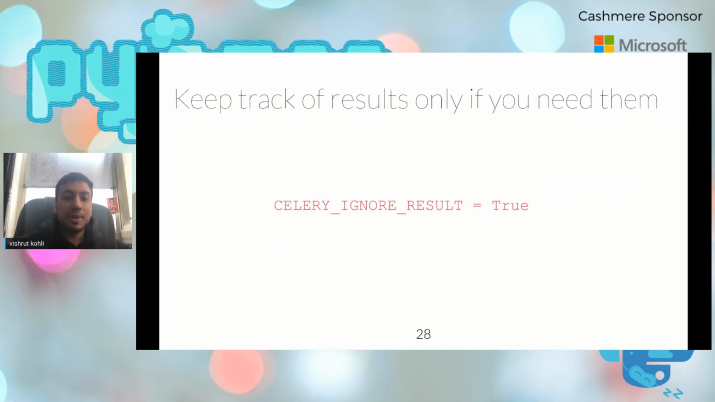Next, keep track of results only if you need them. As I told you about the result backend, which stores all the metadata, statuses, and results of Celery, if you know you're not going to use them anywhere in your application, you can decrease the amount of network calls to your highly available database, and it can give you some amount of optimization.